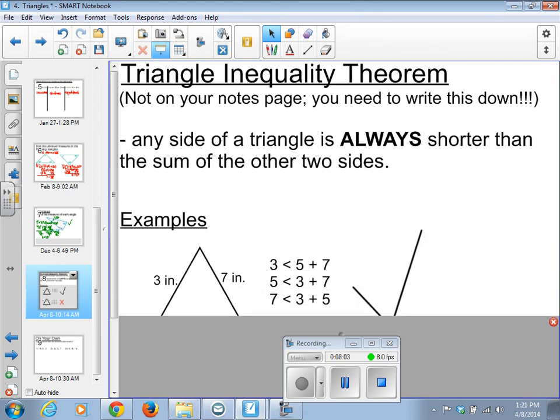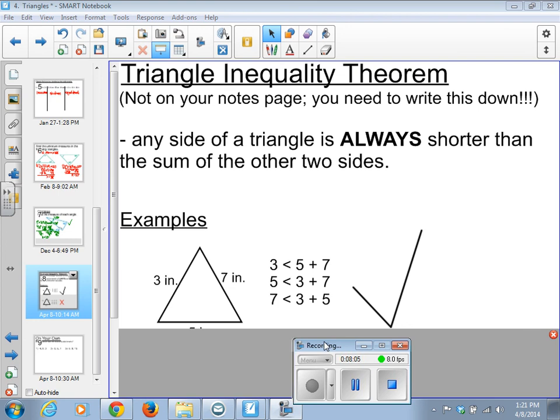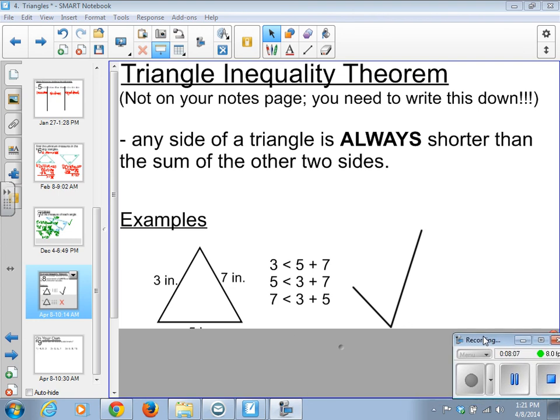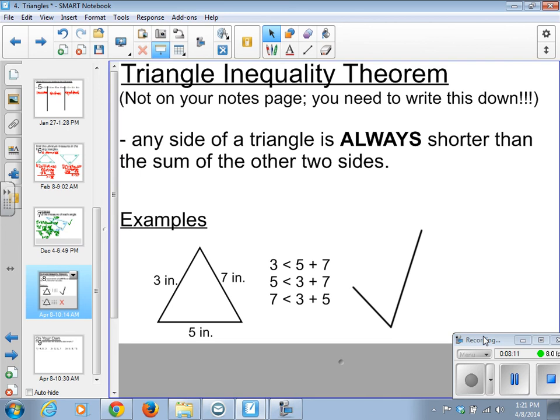For example, we have a triangle here with side lengths of 3 inches, 5 inches, and 7 inches. The sum of any two sides must be greater than the other one. So, we look at 3 inches here. Okay? 3 inches is less than 5 plus 7. 3 is less than 12. It checks out.